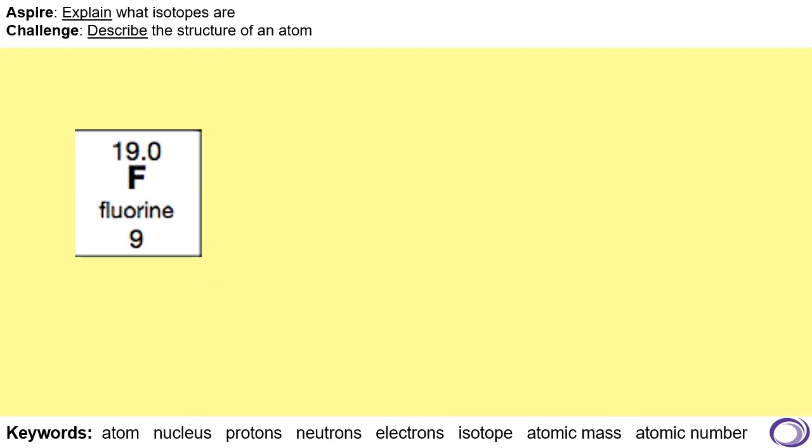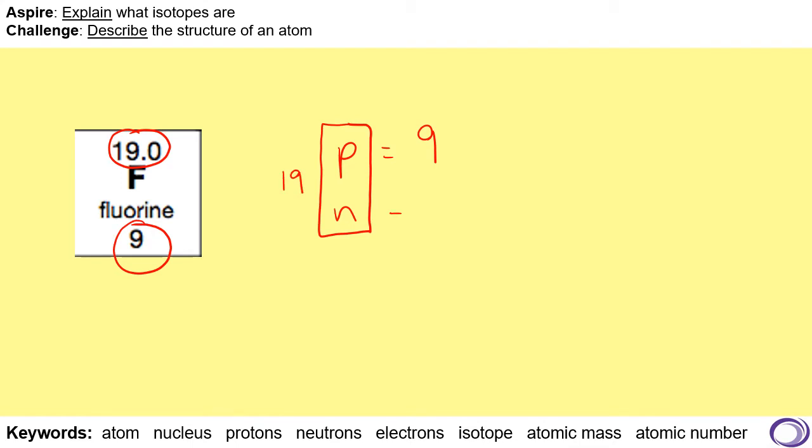So if we now look at fluorine, fluorine has got an atomic number of 9. That means that we have got 9 protons. It has got a mass number of 19. So our neutrons, which are in the nucleus with our protons, if you add them together, you get a mass number of 19, which means that we must have 19 take away 9 equals 10 neutrons. And then our number of electrons is the same as our number of protons, which is 9.